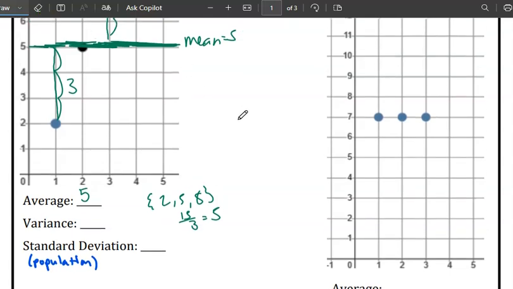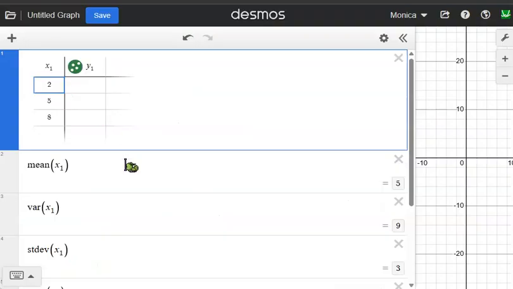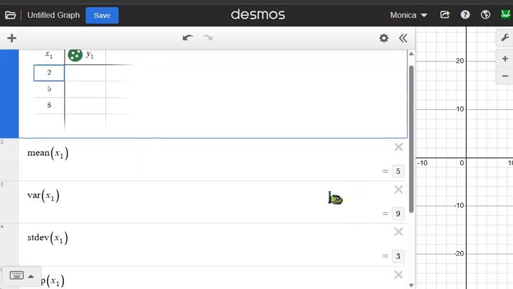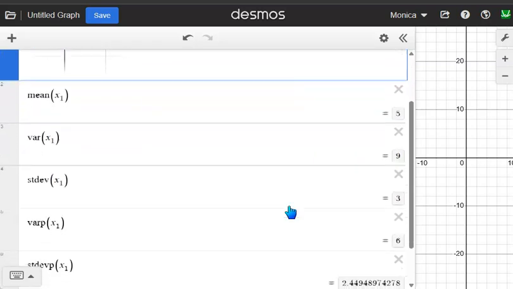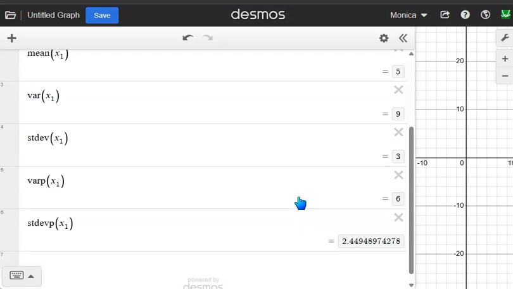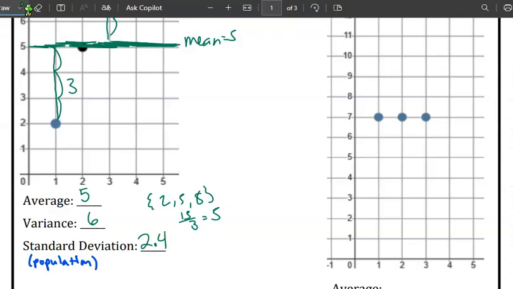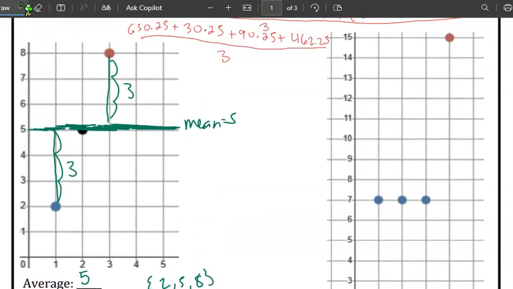Let's go ahead and find the population variance and standard deviation for this example. The average is 5. The variance would be 6, and then the population standard deviation would be about 2.4. Notice on this example, the mean goes directly through one of these points.